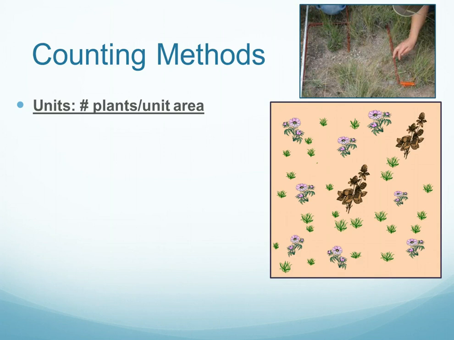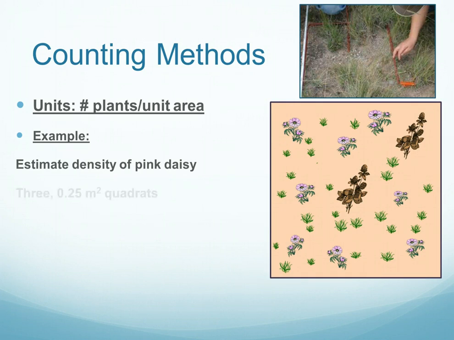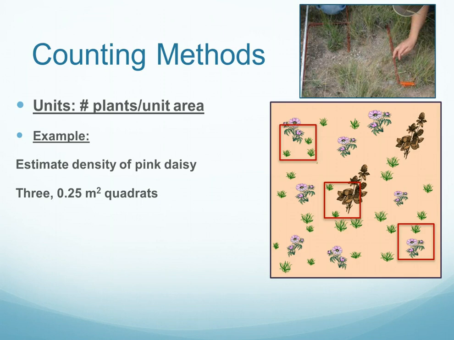Counting methods, in order to determine density, have to be calculated in a specific way. Remember, the units of density are the number of plants per unit area. And so in this example, we're looking at this small community of plants, and we're going to estimate the density of pink daisies to the nearest meter squared. We're going to do this using 3 quarter-meter squared quadrats, and we count the number of pink daisies inside the quadrats.